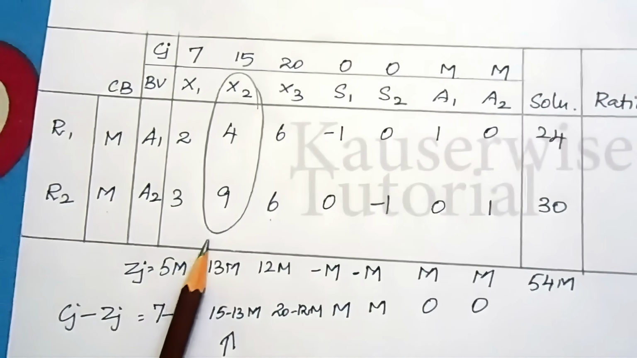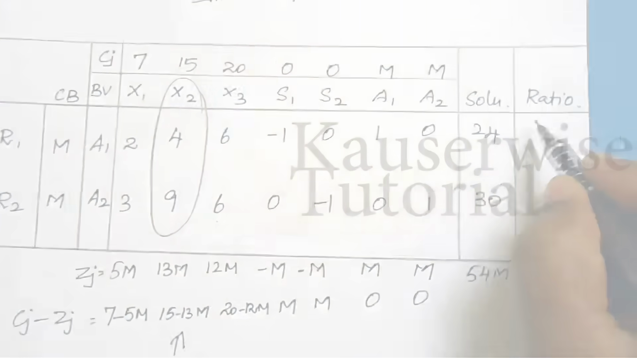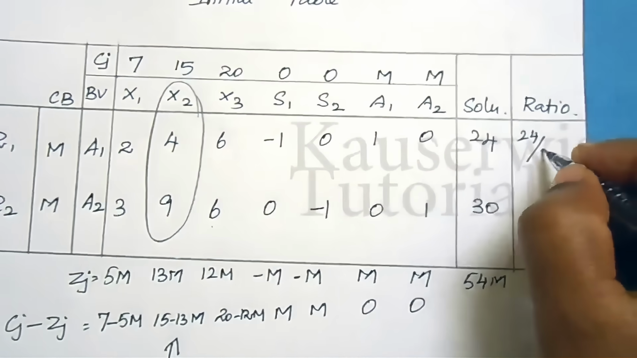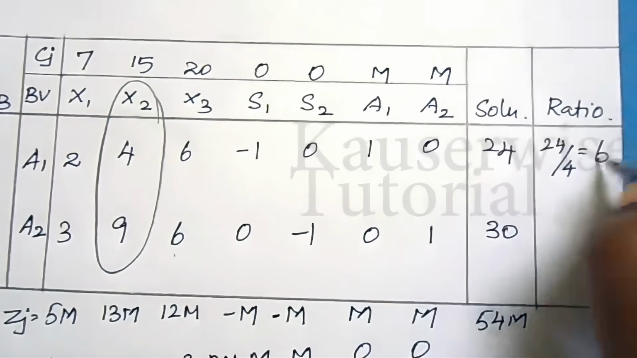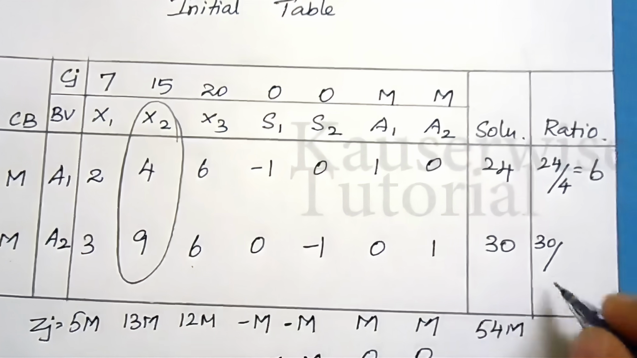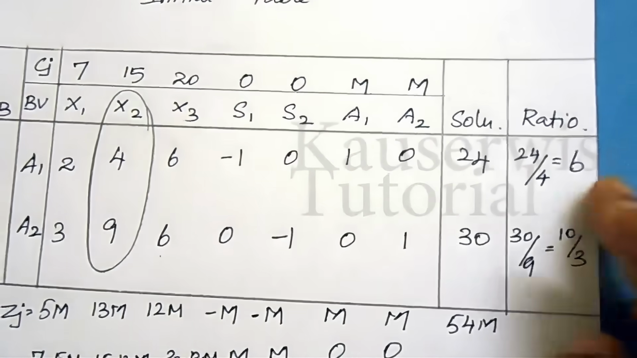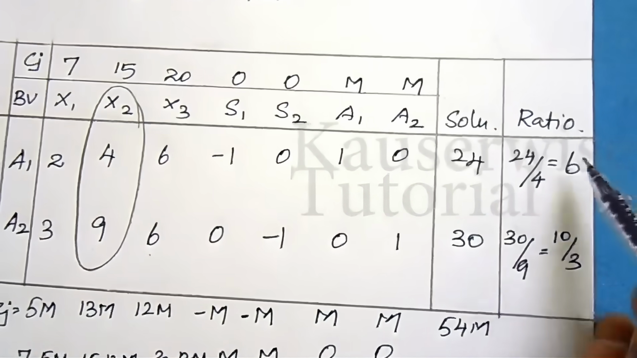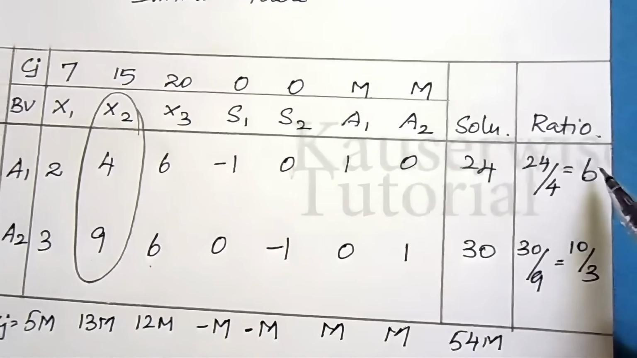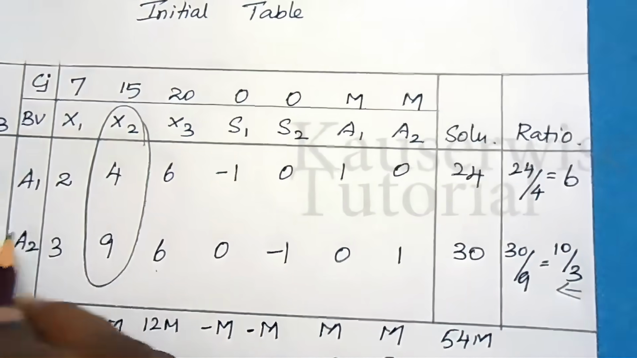After finding the key column, the next step is to find the key row. For that we need to find the ratio. In the ratio column, put 24 divided by 4, which is equal to 6. For the second row, the solution is 30, so 30 divided by 9 is equal to 10 by 3. In order to find the key row, we need to select the least positive value. Which one is the least positive value? 10 by 3 is less than 6. So this row is the key row.